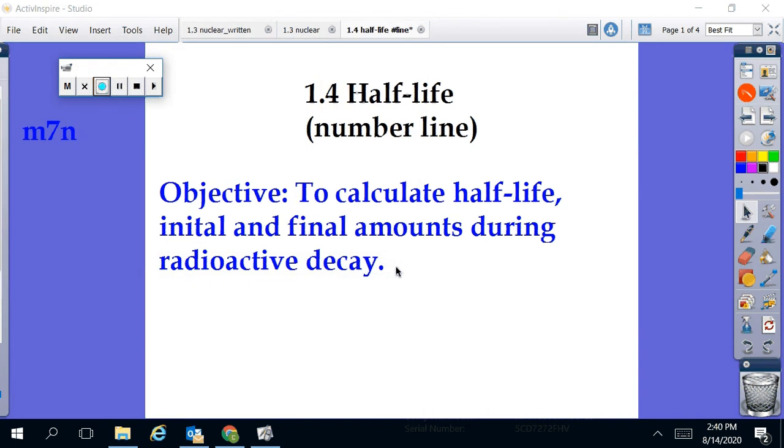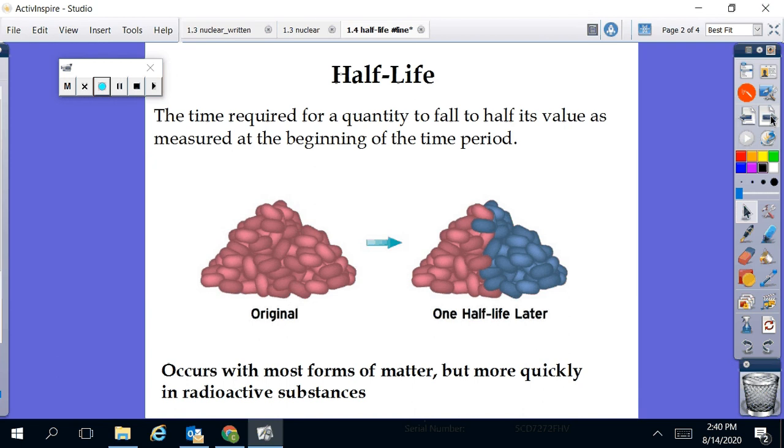Okay, today we're going to talk about half-life, which has to do with radioactive decay, and we're going to learn how to do simple calculations of half-life, as well as calculate starting amounts and ending amounts during radioactive decay. The first thing is to understand what a half-life is, okay?